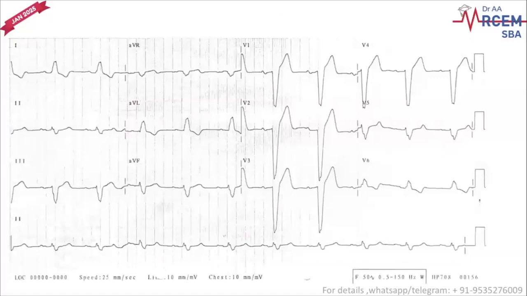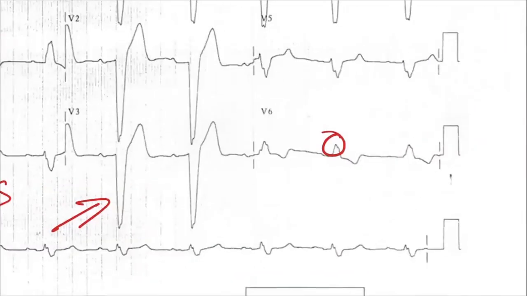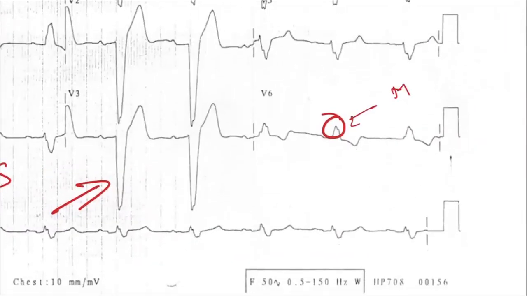What do we have here? Obviously there is a broad QRS complex, which you can appreciate very clearly. Along with it, you can see the M pattern here. The M pattern is also very clearly seen. So this is a left bundle branch block.